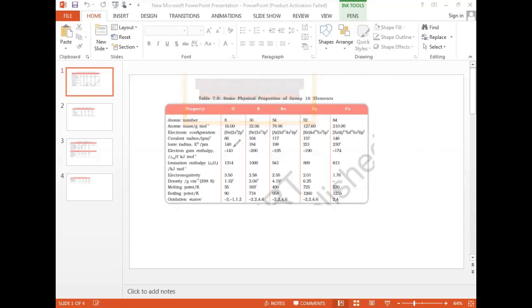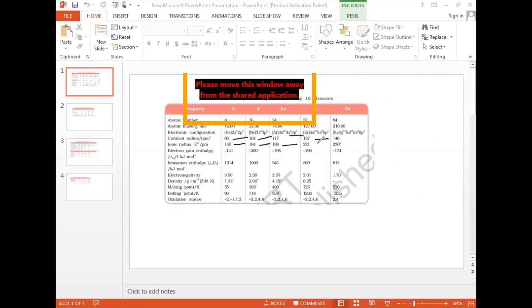Then come to the covalent radius. Generally the covalent radius increases down the group, which we can notice with the help of values. Even the ionic radius: 140 to 184, 184 to 198, 198 to 221, 221 to 230.